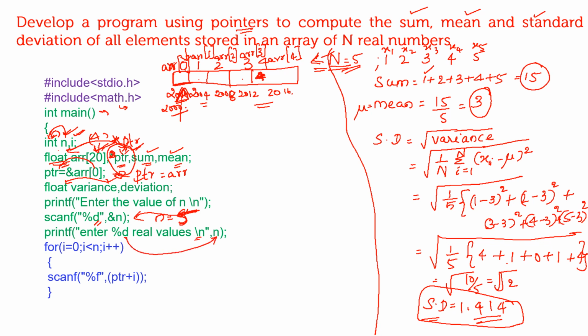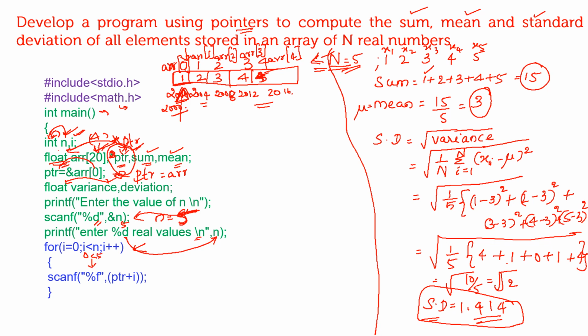So what will you see on your screen? Enter 5 real values. Let me take the elements as 1, 2, 3, 4 and 5. You have to enter the elements one by one, which is why you are using a for loop. The first condition is i equal to 0. Is i, which is 0, less than 5? Yes, it is less than 5.